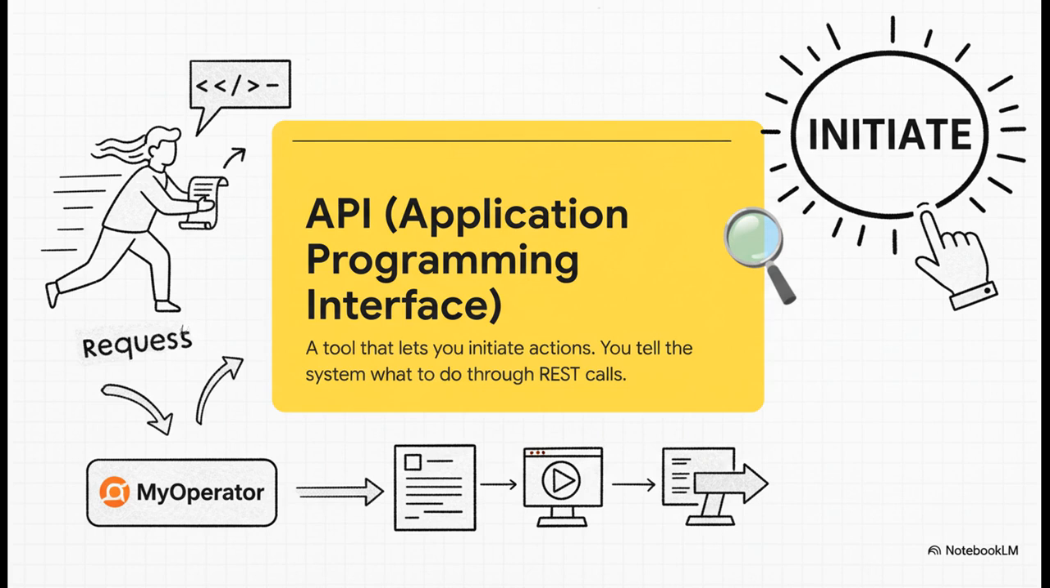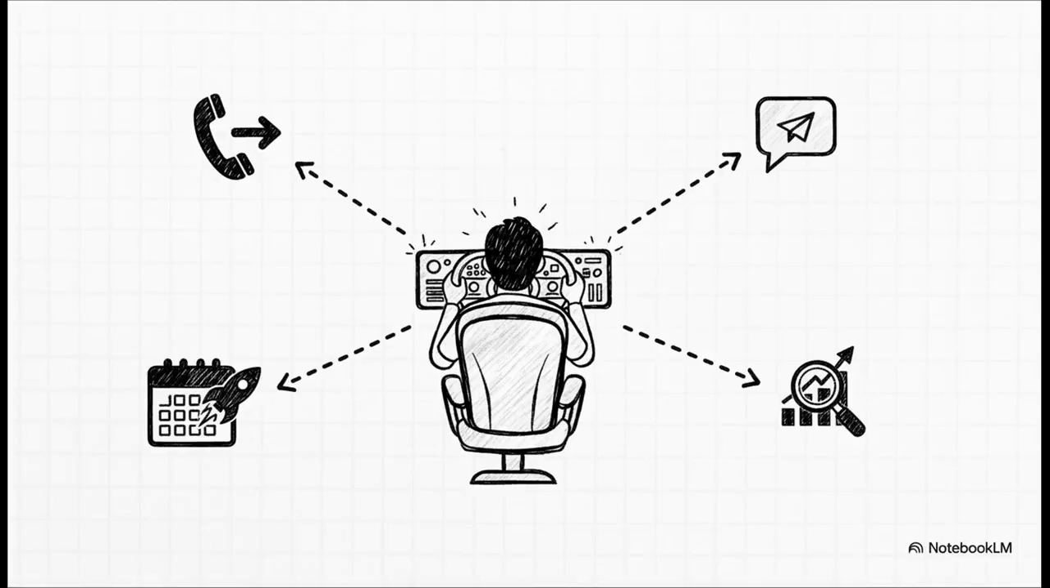It's a set of rules that lets one of your applications send instructions directly to another system, like MyOperator. The key word you have to remember here is initiate. Your system is the one making the request. You're telling the other system to perform a specific action, usually through something called a REST call. Just think of it like a super specific, perfectly formatted message that the other system is guaranteed to understand every single time.